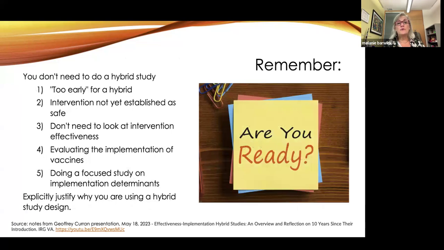And also remember, lastly, that you don't need to do a hybrid study. You can be interested in implementation, you can be interested in effectiveness of the intervention separately. It might be too early to do a hybrid study. Maybe your intervention needs more. It's really hard to implement something while you're building it. And we've run into those kinds of problems in some of our own work.